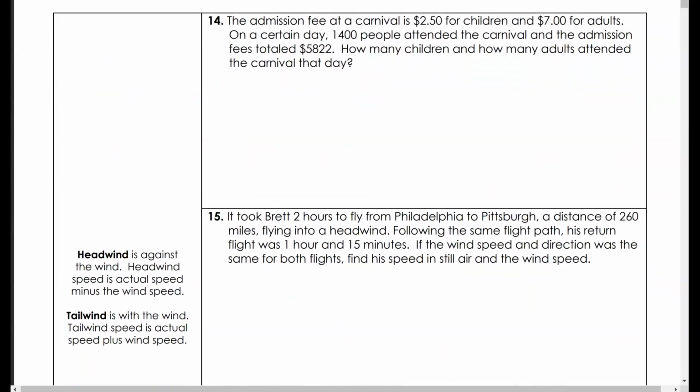So the admissions fee at the carnival is $2.50 for children, $7 for adults. On a certain day, 1,400 people attend the carnival, and the admissions total was $5,822. How many children were in attendance? So again, let's label our variables. I'm going to write them on this side this time. X is going to be the number of children. Y will be the number of adults.